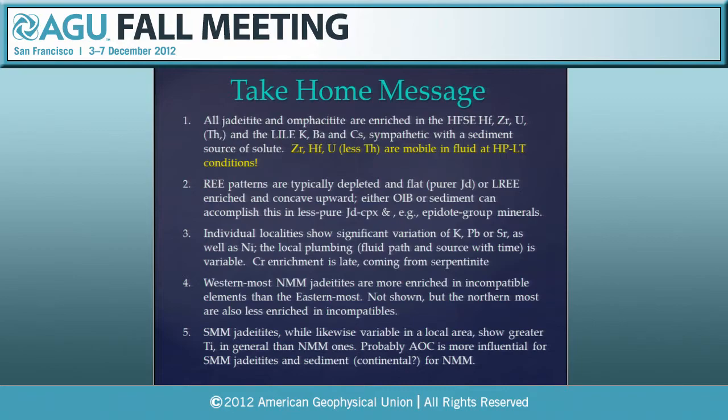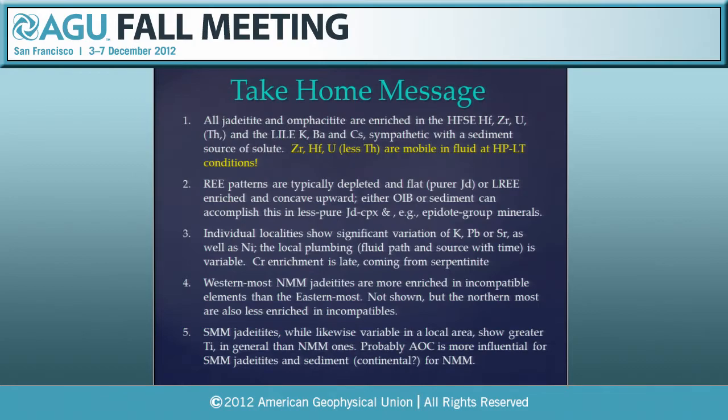So the take-home message, as far as we're concerned, is you get a lot of variation between different locations. So we're not seeing the same thing all the time, except the zirconium and hafnium is somewhat enriched. That means that they are movable in the fluid of high pressure with a high sodium content. Thorium isn't as mobile, which is an important thing to continue to see. The rare earth patterns vary primarily, I think, with the composition of the jadeite or there being albite around. Individual localities show significant variation.